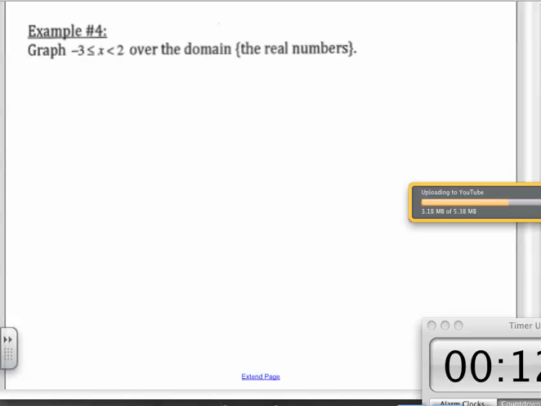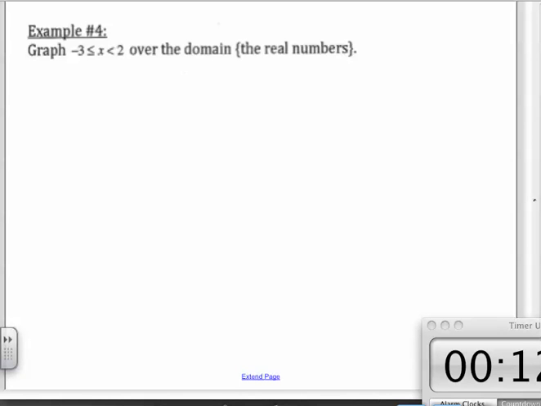Okay, guys, this last one, example number 4, it says graph -3 is less than or equal to x, which is less than 2, over the domain of the real numbers. That means all numbers that we work with. Unreal numbers, remember, the square roots of negatives, or imaginary numbers. Okay, but we're not considering those. This is just all numbers that we're used to working with.